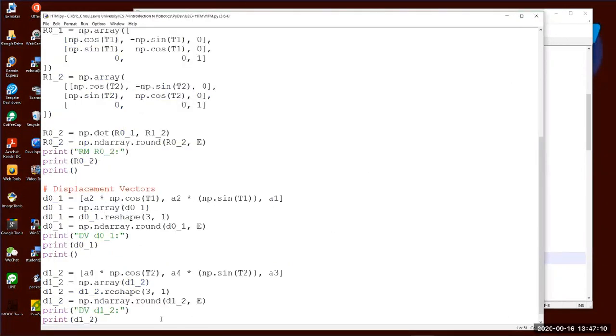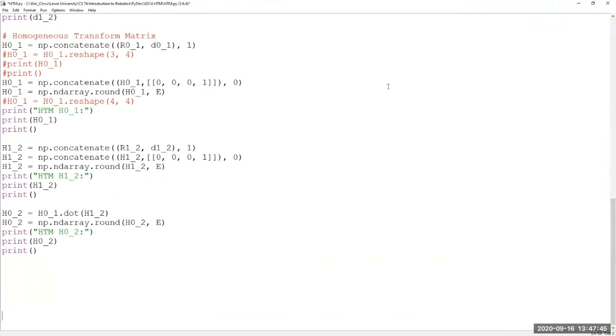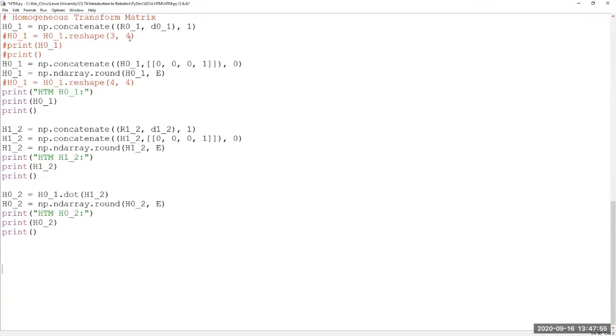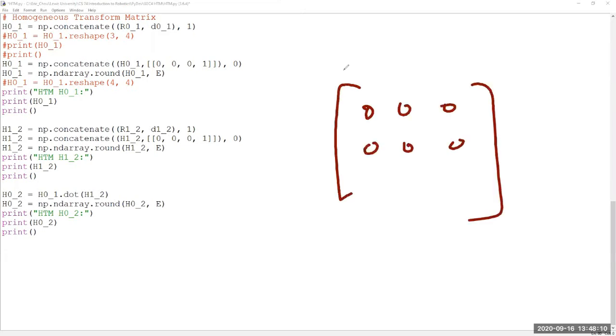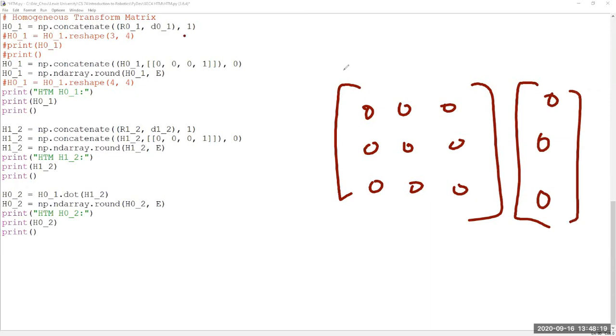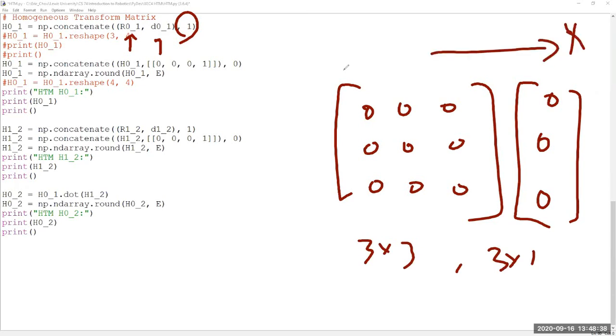Now let's look at the homogeneous transformation matrix. For the homogeneous transformation matrix, basically, you need to concatenate the R01 and D01. So basically right here, we have a 3x3 matrix and a 3x1 vector. And here we combine with 1. So basically here you put the 3x3 matrix and a 3x1 vector over here. And 1 actually means the column direction concatenation.